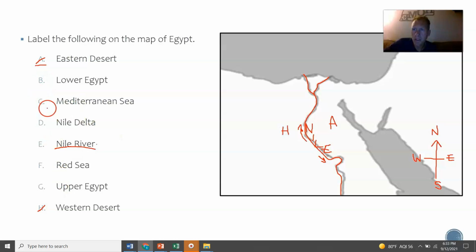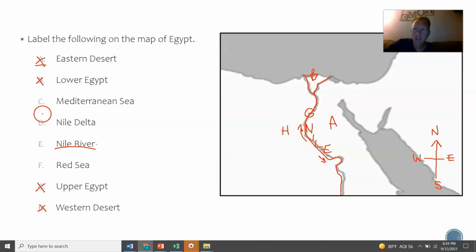Okay. Then you have Lower and Upper Egypt. Lower Egypt is this triangular shape up here, okay? So I'm going to put a B here. And it may be confusing because it's on the north, which is at the top of the map. But remember, Lower Egypt is because it's a lower elevation and it's downstream. On the other hand, Upper Egypt is a higher elevation and it's upstream. So this whole area here is going to be Upper Egypt. So I'm just going to put a G here for Upper Egypt. Okay. So there's Lower Egypt, there's Upper Egypt, we have the Eastern and Western Desert.